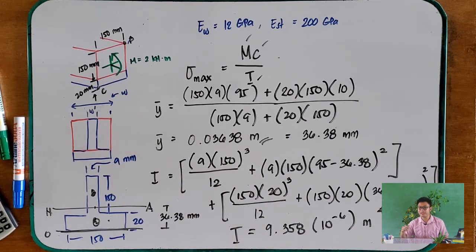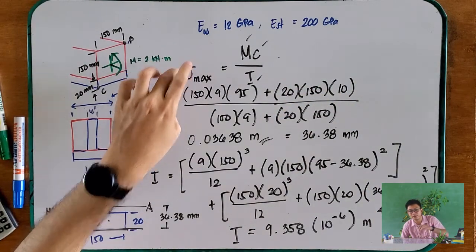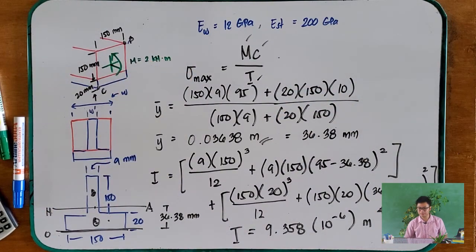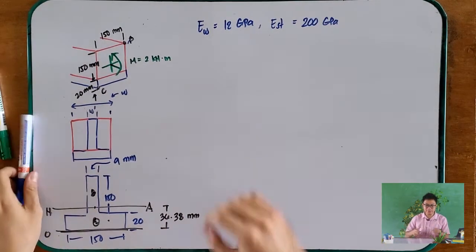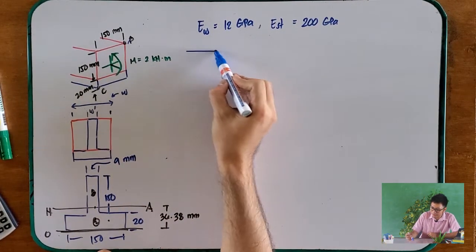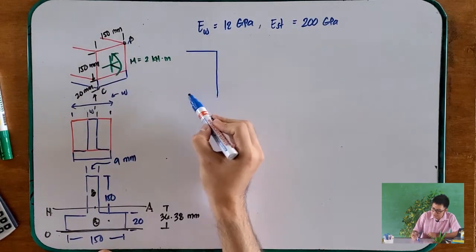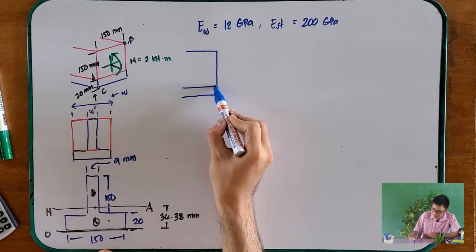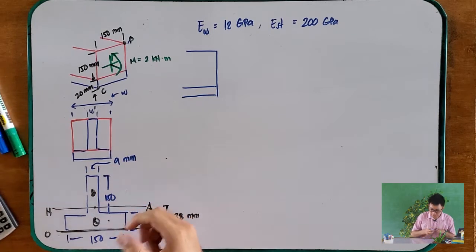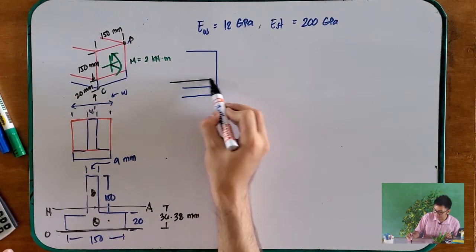Okay? So we now have solved M, C, and I. So we can solve for your stress max. So atong tan-awon ang profile view sa katong homogeneous, di ba? Morning neutral axis.